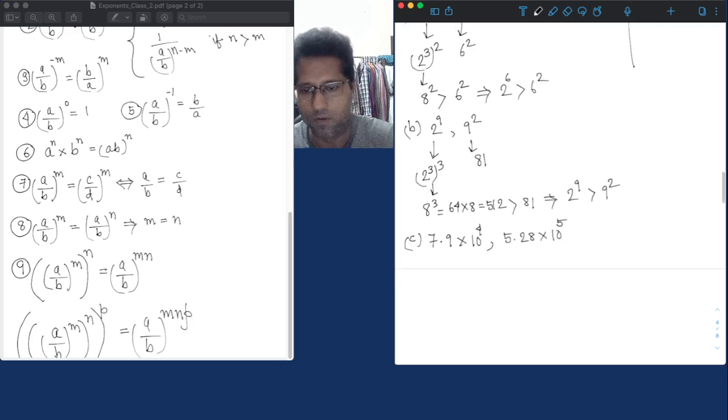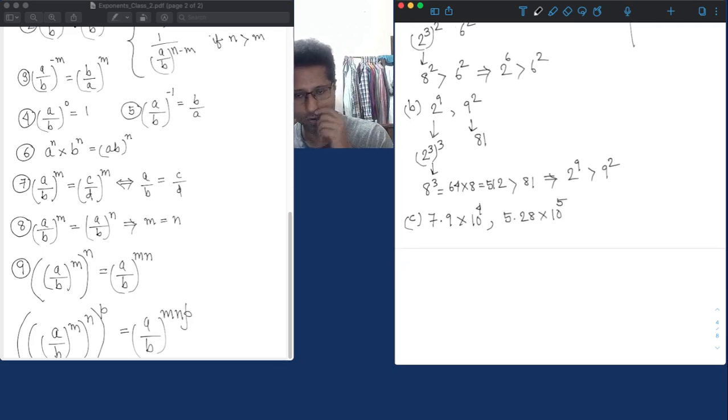Now in this kind of problem, you see that both the numbers have a factor 10 to the power something. In the first we have 10 to the power 4, in the second we have 10 to the power 5. There is also another factor, a decimal number. So in this kind of problem, to compare, the strategy is that we would like to have the same power of 10 in both the numbers.